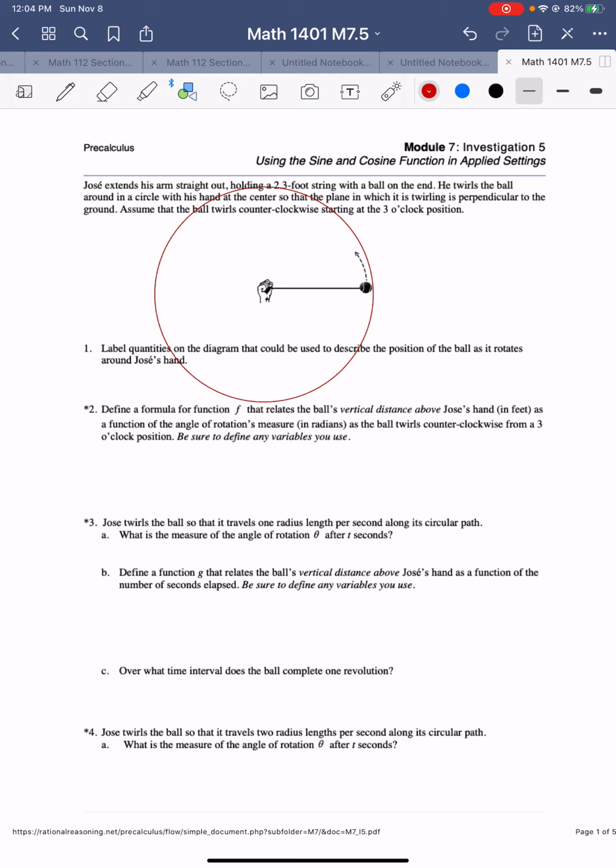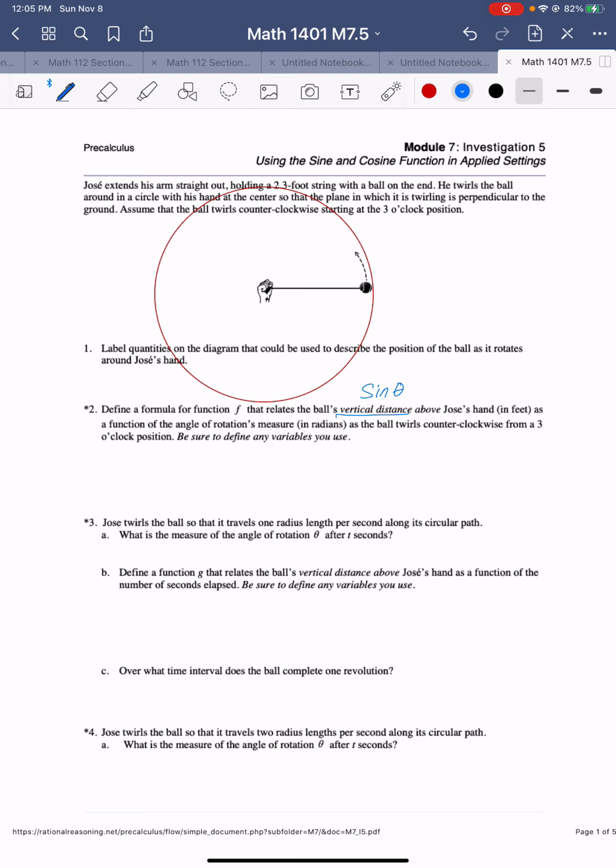Define the formula of the function f that relates the ball's vertical distance above the horizontal hand, in feet, as a function of the angle of rotation, measured in radians, as the ball twirls counterclockwise from the 3 o'clock position. The vertical distance is about sine theta. So we need to find the function f.